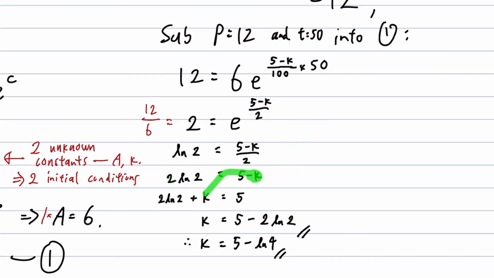The minus k, bring over the 2 ln 2. So 2 ln 2 plus k equals 5. You want to make k the subject. So 2 ln 2 have to bring over now. So it becomes minus 2 ln 2.